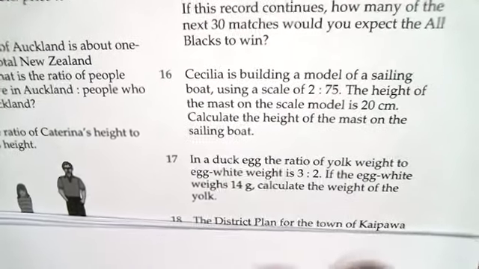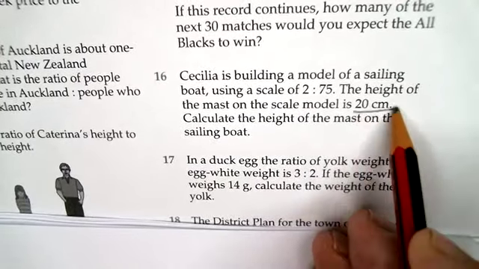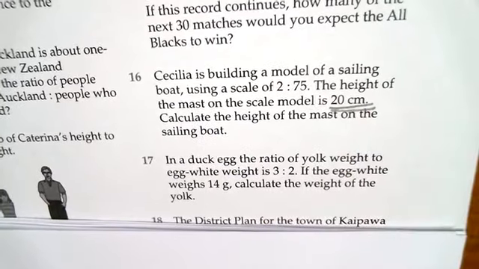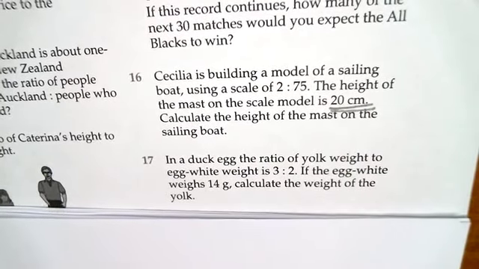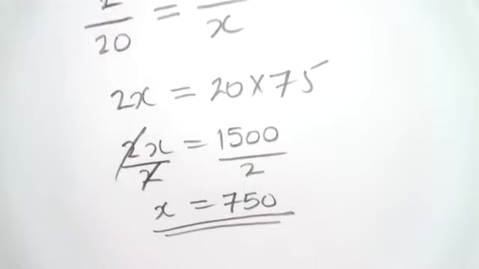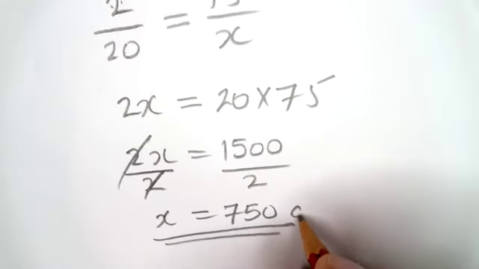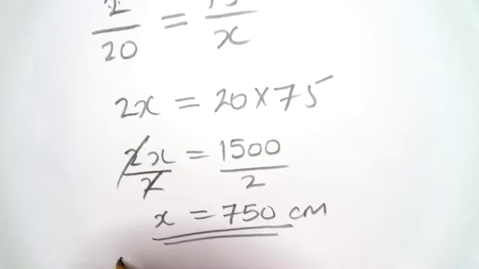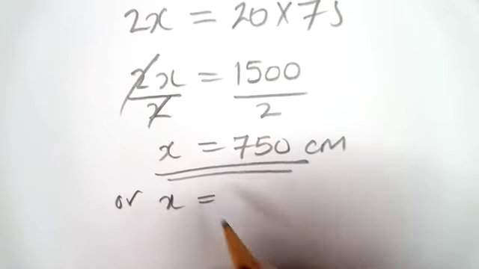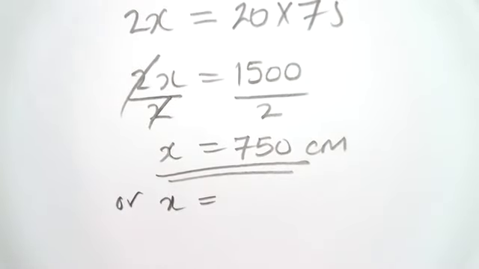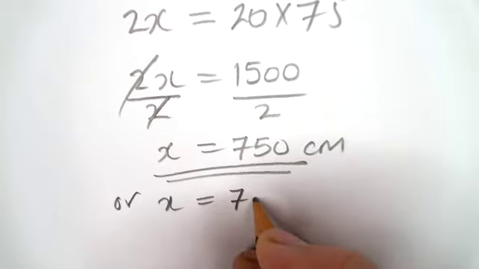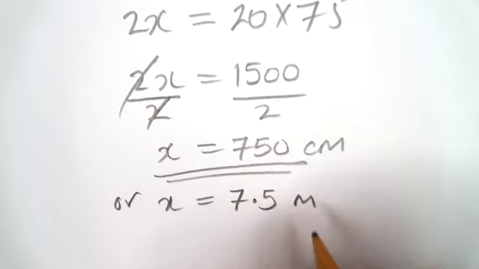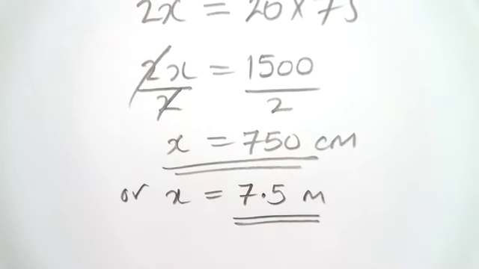Now it's important we get the units right here. And the units we were dealing with were, in fact, centimeters. So it says calculate the height of the mast on the sailing boat. I'm going to write 750 centimeters, but I think in this case, we don't normally measure something as large as a mast in centimeters unless it's very small. So I could say, or x equals, and I'm just going to divide by 100 to turn this into meters. I put 7.5 meters. And there is my answer.